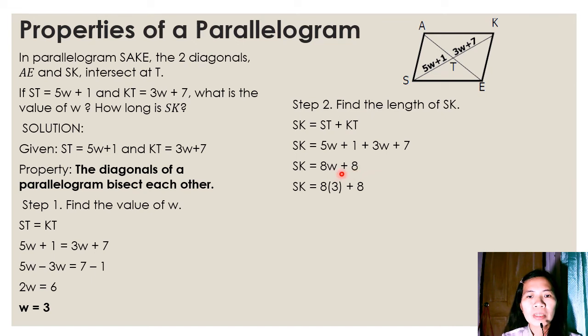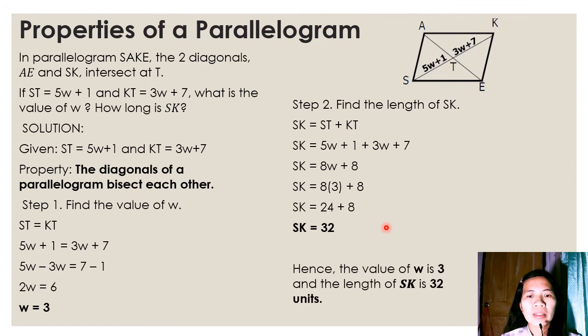Then we will substitute the value of W, which is 3. 8 times 3 is 24, plus 8. SK is equal to 32 units. So the value of W is 3 and the length of segment SK is 32 units. So that is how we got the answer.